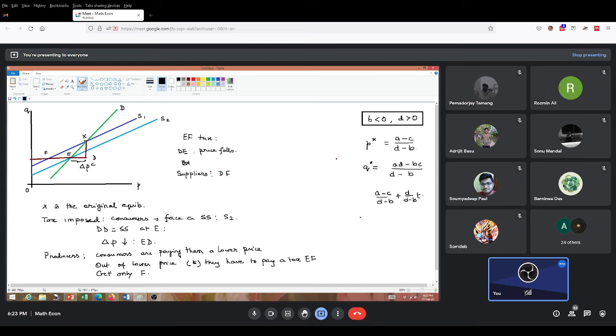Yes? Why is S2 on the right? Like after tax, how is it on the right? The reason is that, sorry, just a minute, I've lost my cursor. See, this is for a particular quantity. Right? So, how much were consumers paying before? They were paying only this much. Now, for the same amount, they have to pay F plus the tax. That is why the supply curve is shifting to the right.